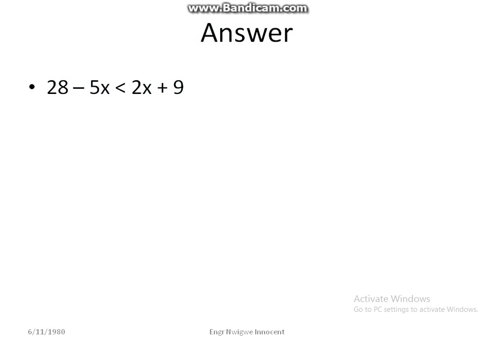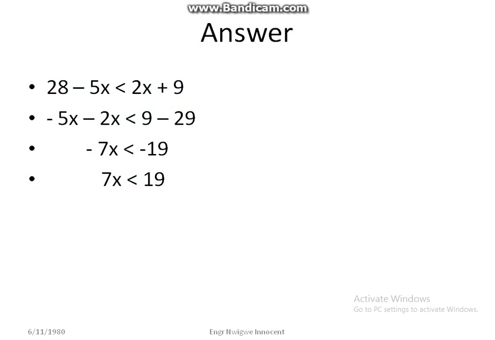28 minus 5s is less than 2s plus 9. If you collect the unknown like terms to the left hand side and the known terms to the right hand side, we have minus 5s minus 2s is less than 9 minus 28. We now have minus 7s is less than minus 19. The minus will cancel minus, we will be left with 7s less than 19.